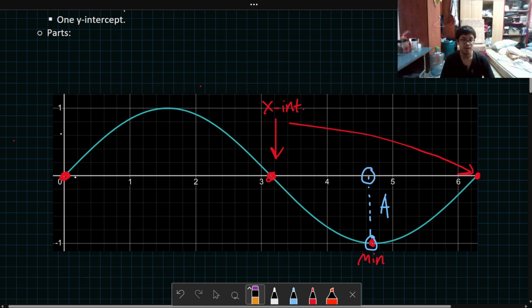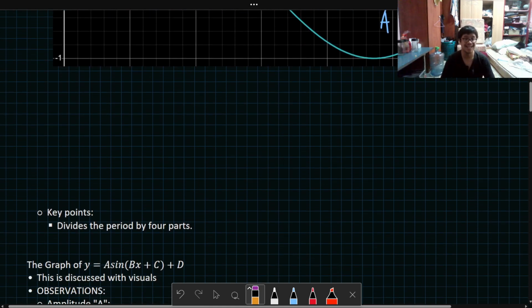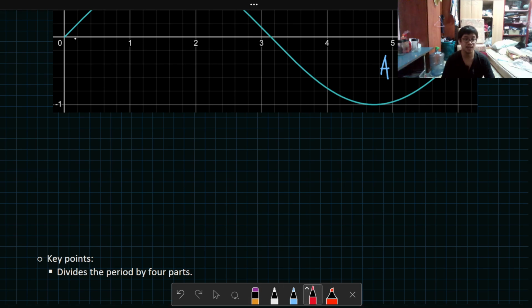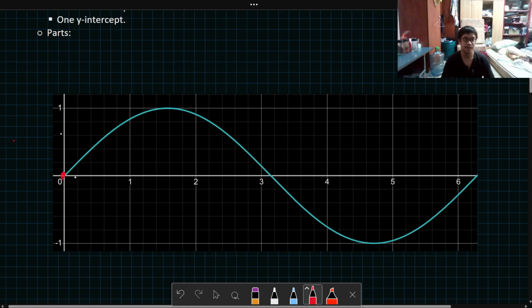Another part that you need to know is what? This part will tell you how your sine function would look in terms of its curve, and that is your key points. The key points divide the period into four parts. Now, what are the key points? Here are the key points. The first key point is basically here, this one, the starting point of the graph. That's the first key point.